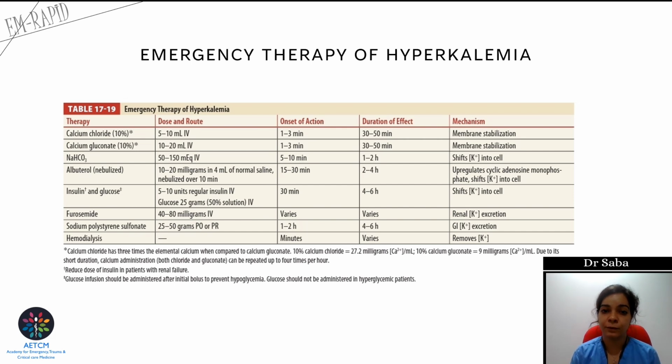But if the patient is not in cardiac arrest, we give a combination of calcium chloride and GI bolus along with nebulizations for insulin. So this is how hyperkalemia is treated.